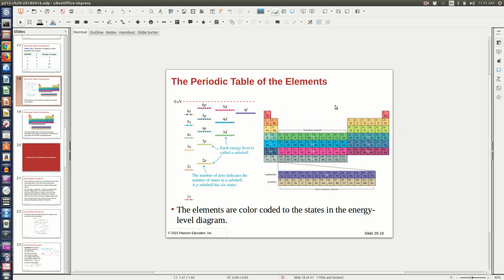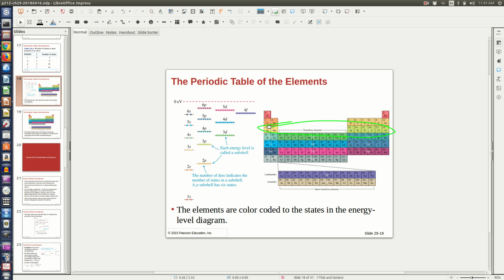Note, for example, that in this particular row right here, this is the n equals 2 row, where L equals 1 or 0. So we have this is the n equals 3 state. It has possible values of L equals 2, 1, or 0. For the L equals 0 level, we have the 3s state. For the L equals 1, we have the 3p state. And for the L equals 2, we have the 3d state.